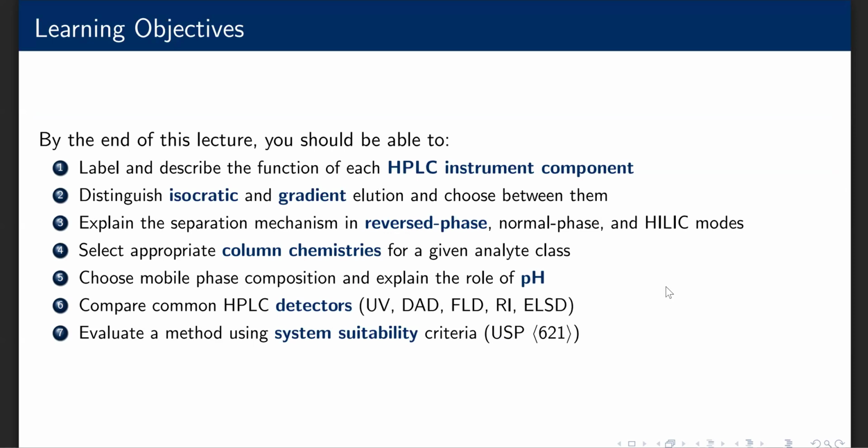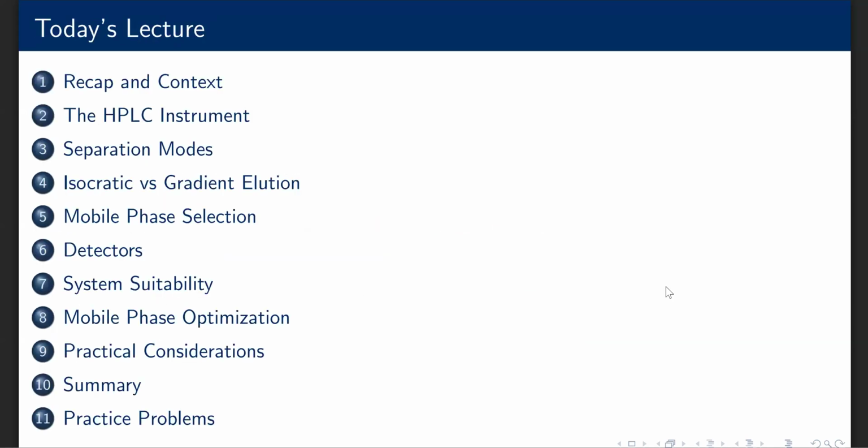There are 4 worked examples in this lecture, including mobile phase optimization, system suitability calculation, and an HPLC to UHPLC method transfer. I recommend having a calculator available at all times for the worked examples.